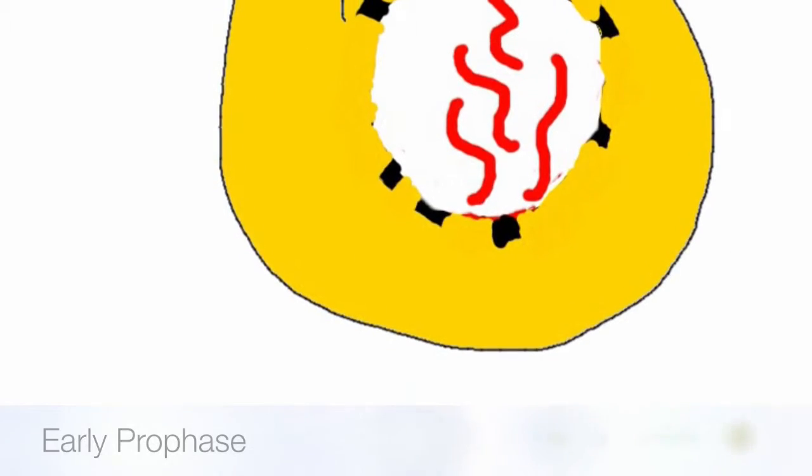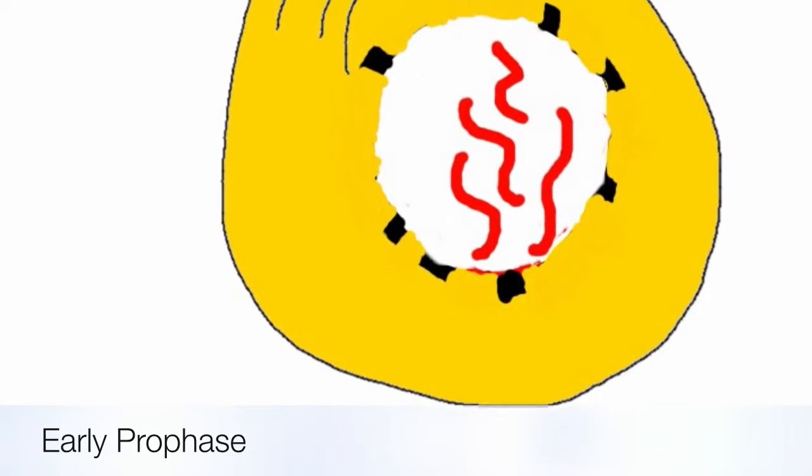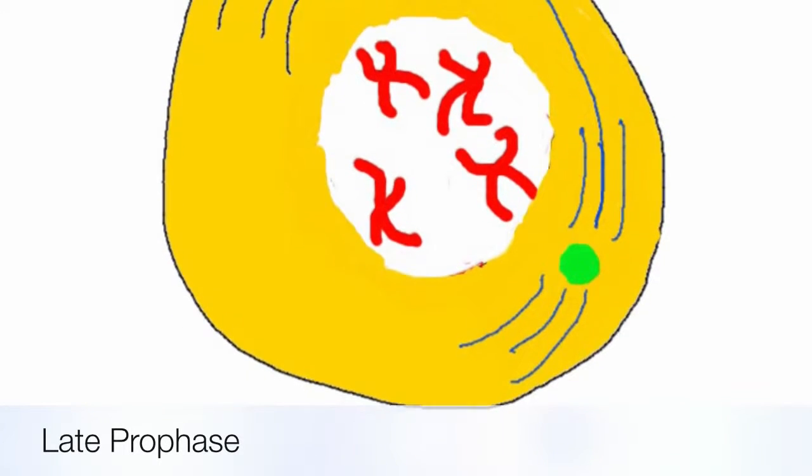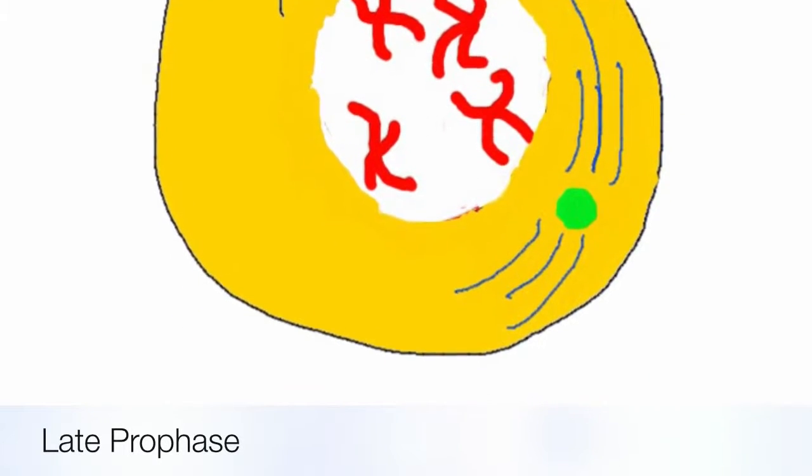In early prophase, the centrioles divide, and with asters move apart, the nuclear membrane begins to disintegrate. In late prophase, the centrioles and asters are at opposite poles. The nucleolus and nuclear membrane have almost disappeared.